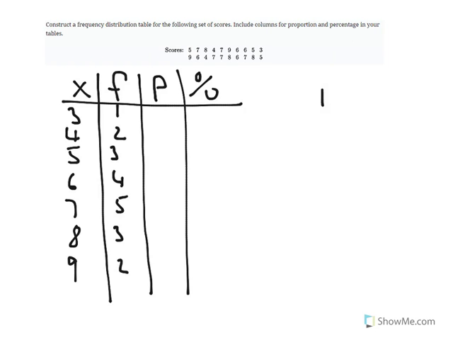Remember, for proportion, we get the proportion by the frequency over the total number of people. The total number of people was the sum of the frequency, which is the same as n, which in this case we have 1, 2, 3, 6, we have 20 scores. And to double check, you can just count the raw scores up there. You see that we have 20.